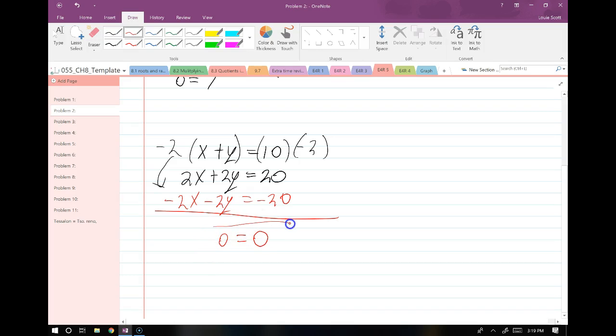And it's all about what happens on this last line of the equation. If it's a true statement, infinite. If it's not true, no solutions.